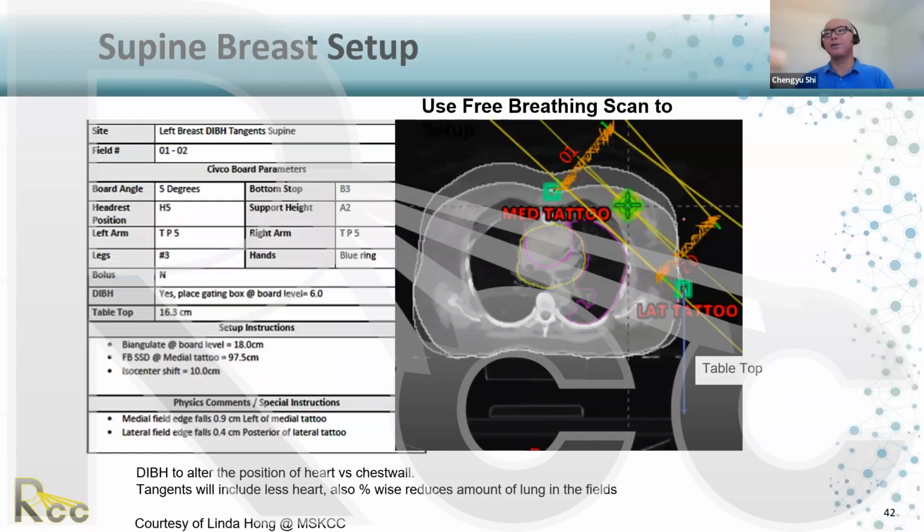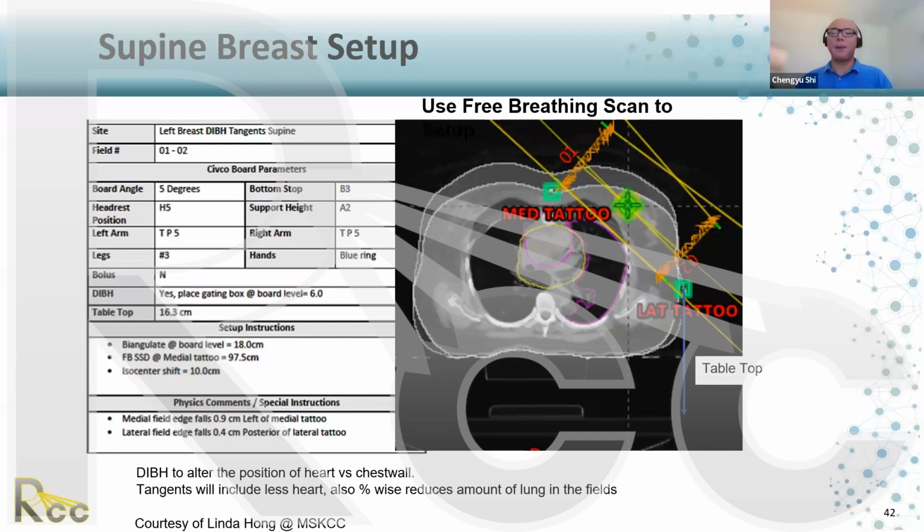Here's the breast two-field setup. Remember, we do the free breathing setup and shape the patient, and then do the DIBH for treatment. So when you do the imaging, you check the DIBH alignment for the chest wall and for the body contours, and then you guide the patient for treatment. Again, check the tabletop and collision, something like that. The DIBH alters the position of the heart versus the chest wall, and the tangent will be less harmful, reducing the percentage of heart irradiation and lung irradiation, thanks to Linda Hong of MSK. So this is DIBH.